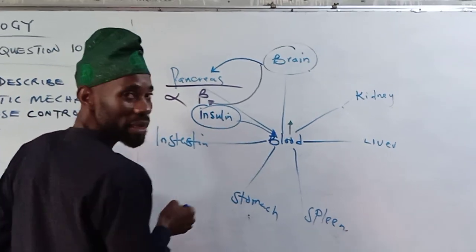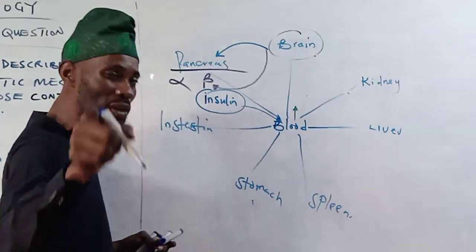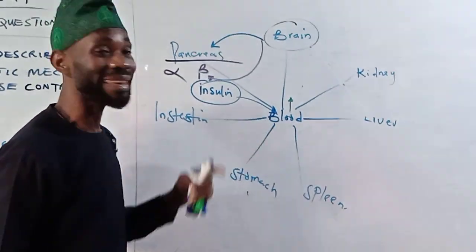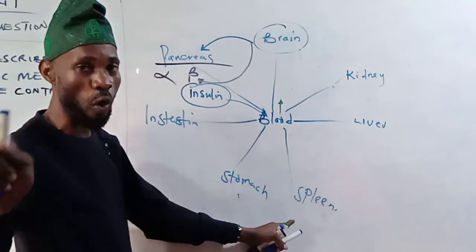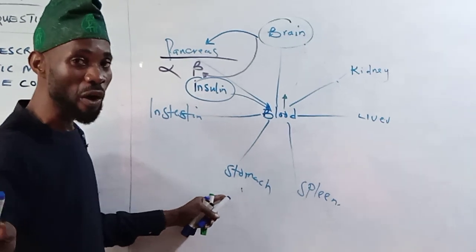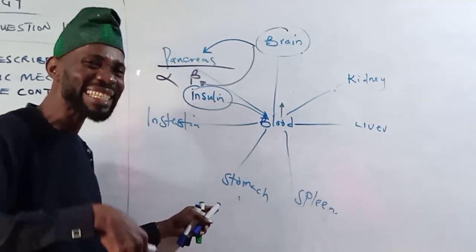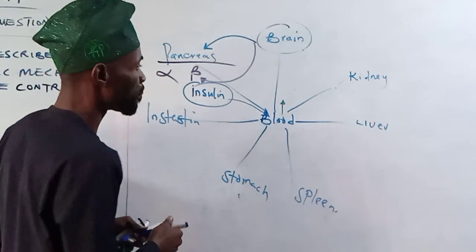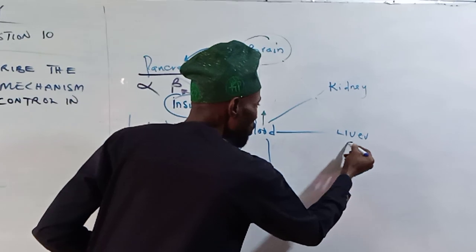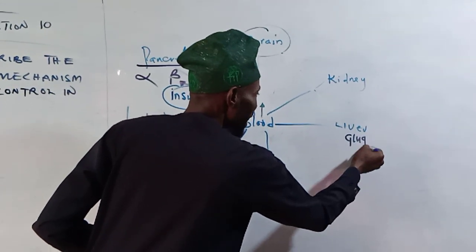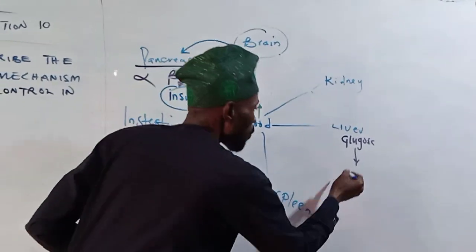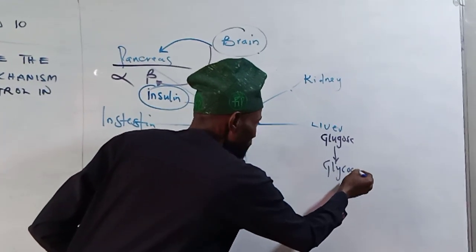Now, when it gets into the bloodstream, the blood circulates to every organ. If the insulin gets to the spleen, it does no work. If it gets to the stomach, it has no work there, except where its target cells are. Now, when the blood flows to the liver, what happens? There is the liver. The liver will convert all the excess glucose coming to it to what we call glycogen.